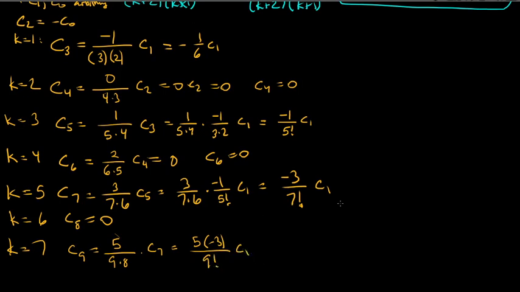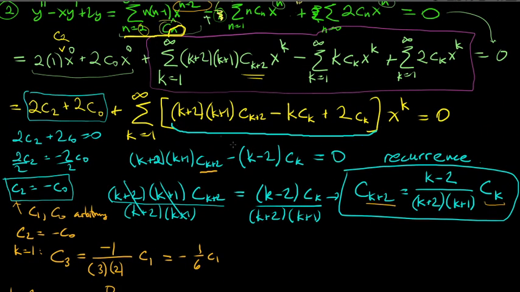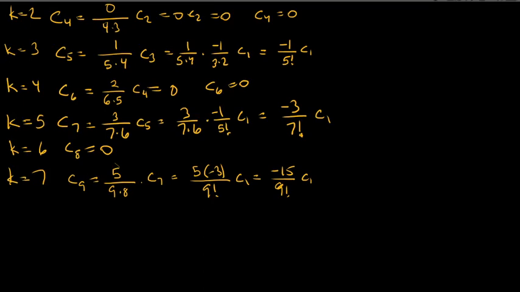Again, C1 is the arbitrary constant. So yeah, this could go on forever here. This is just negative 15 divided by 9 factorial times C1. Right? All right, so now we just have to write out the series. And so let's do that down here. Right? So we're going to get y is equal to the sum n going from 0 to infinity of Cn x to the n. That's our usual power series.